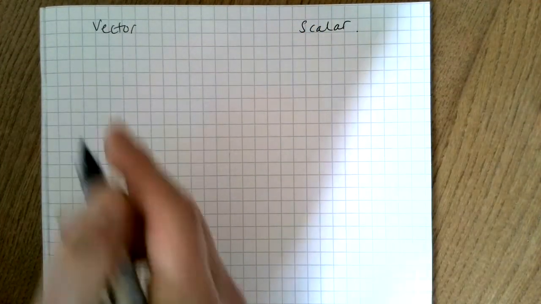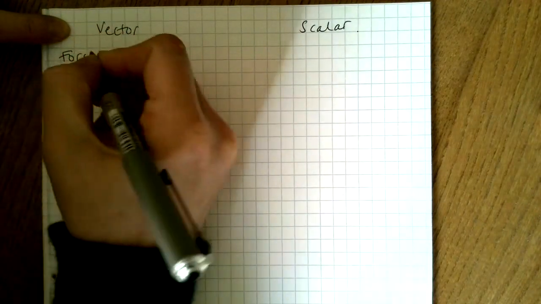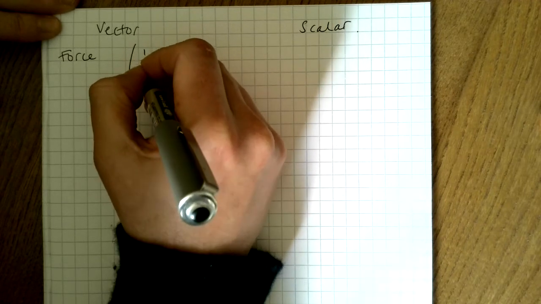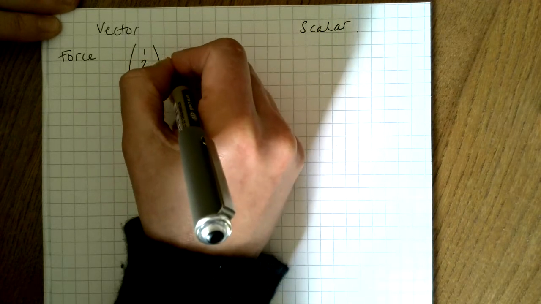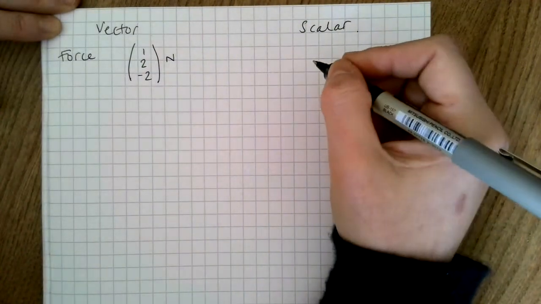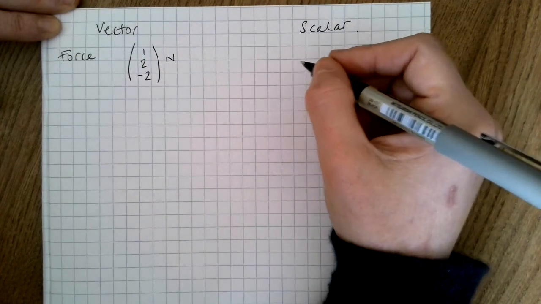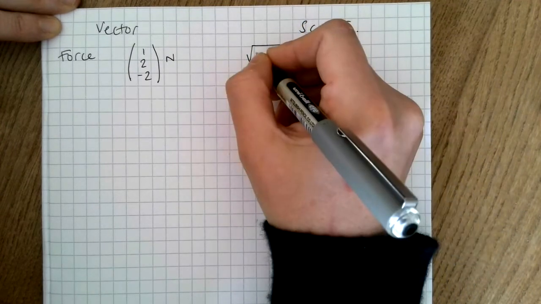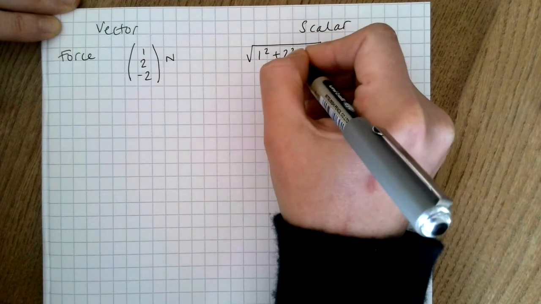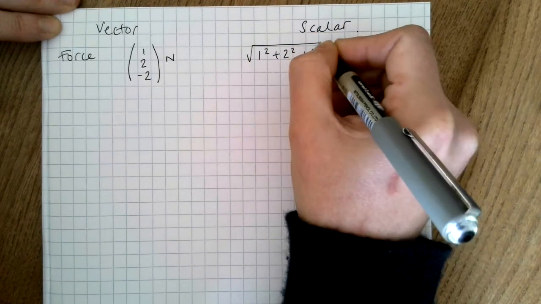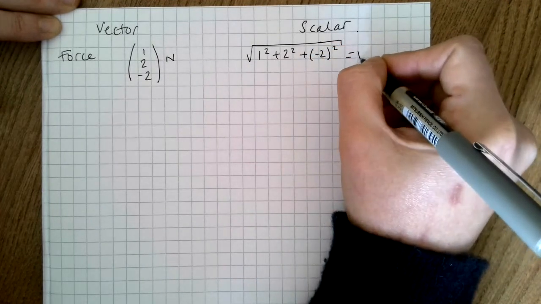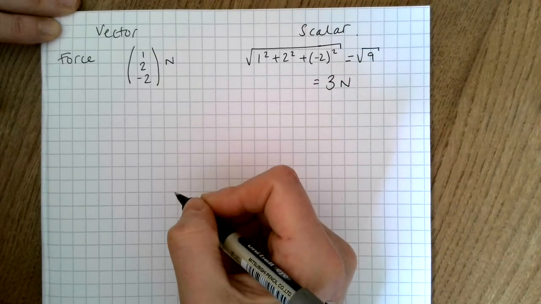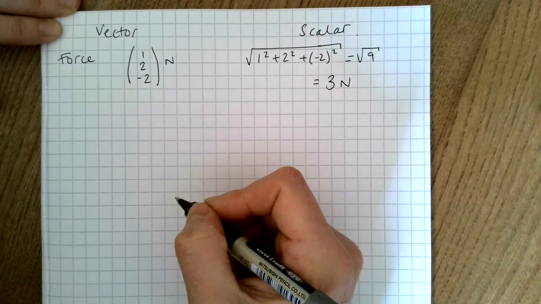So let's start off with force. So if we had a force given in a mechanics question, 1, 2, -2 newtons, then to change that to a scalar, so if it wanted the force as a scalar, we would use Pythagoras' theorem. So 1 squared plus 2 squared plus -2 squared. So that would be √9. So that would be 3 newtons as a scalar. Okay, that's the magnitude of that force.